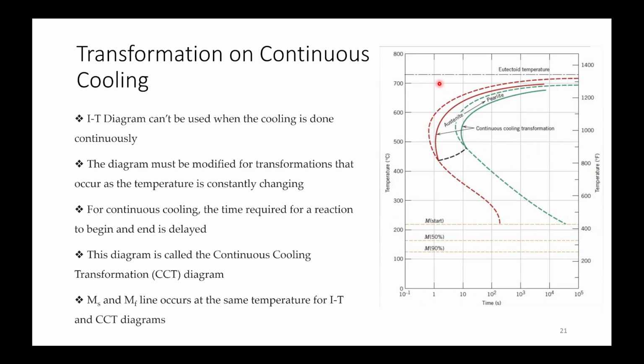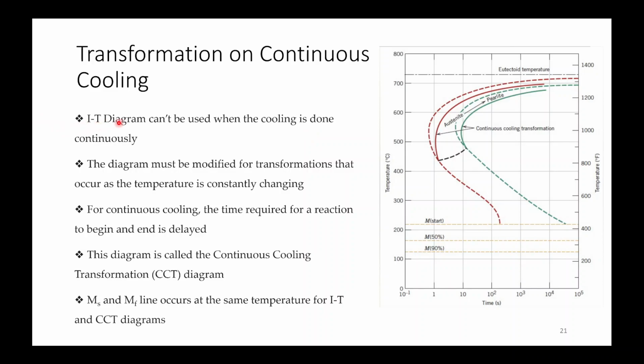In this case, you are not providing much super cooling, so these curves are shifted to the right and below your isothermal diagrams. So these curves will be relatively on the right side, and in case of plain carbon steels, this will be only up to the nose temperature, and below that you can't form bainite by continuous cooling.